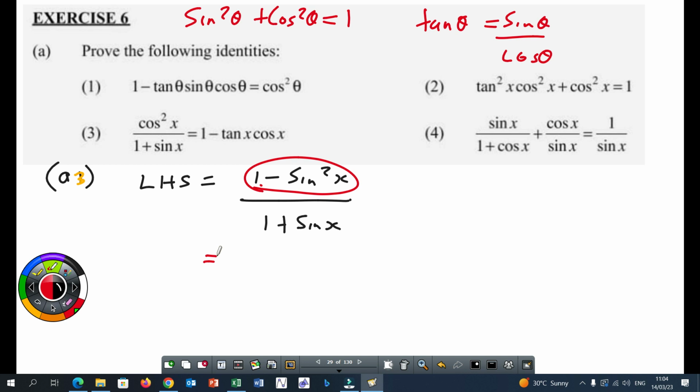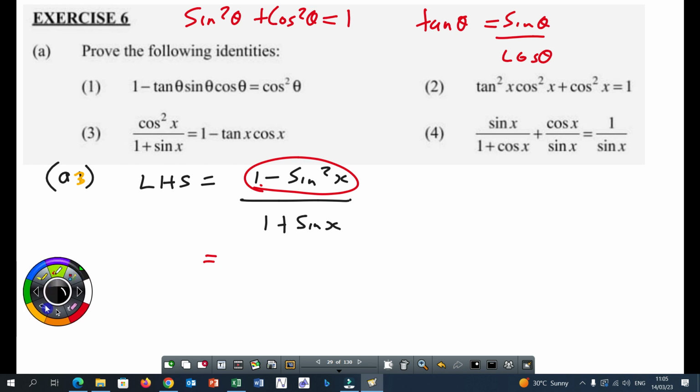Now, once I get to this point, in this case, if I factorize this, I might end up complicating the question. If I factorize this, I'll get 1 plus sine x times 1 minus sine x. So the 1 plus sine x in the denominator and one of the factors of that will end up cancelling out. And when that happens, I won't be able to get what's on the right-hand side. So it means I have to redo that numerator in a different way.